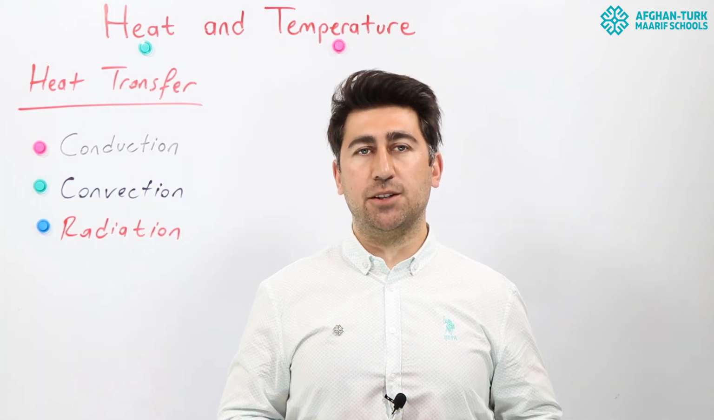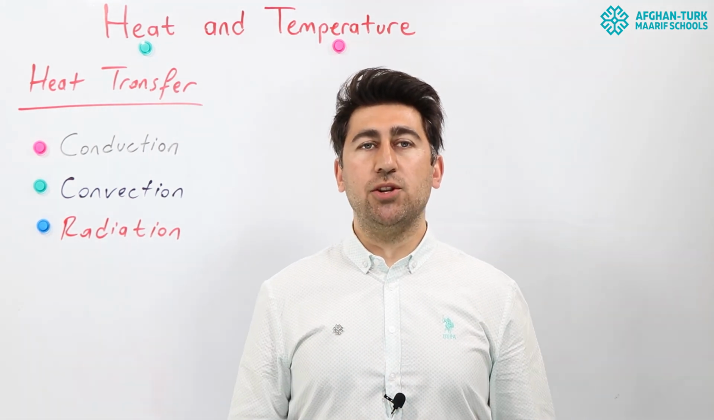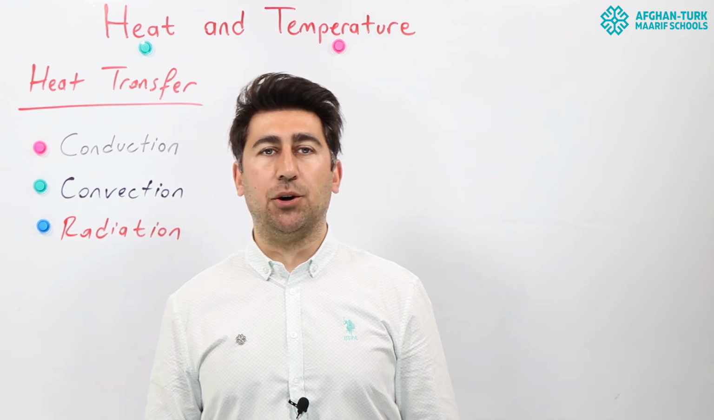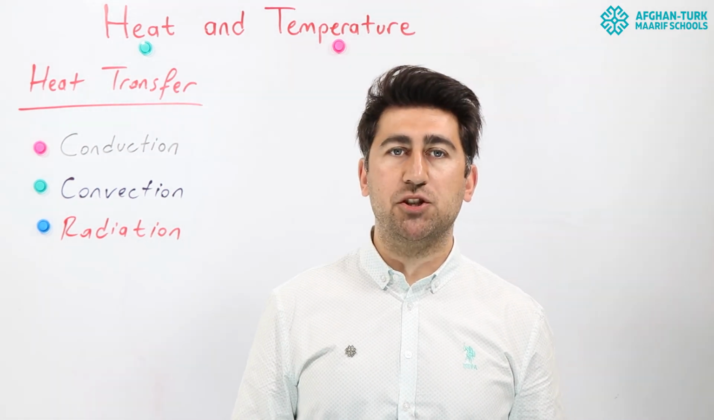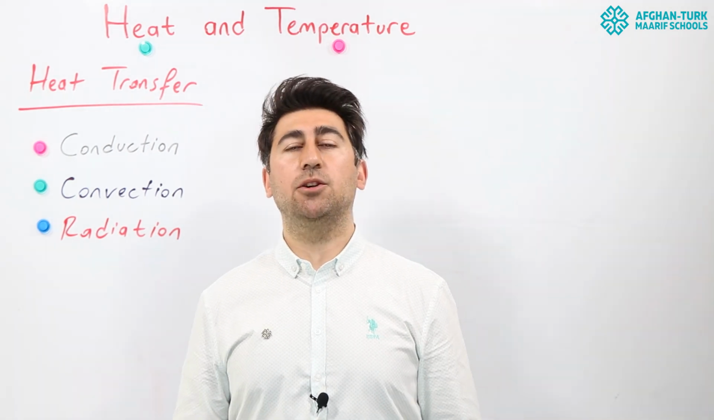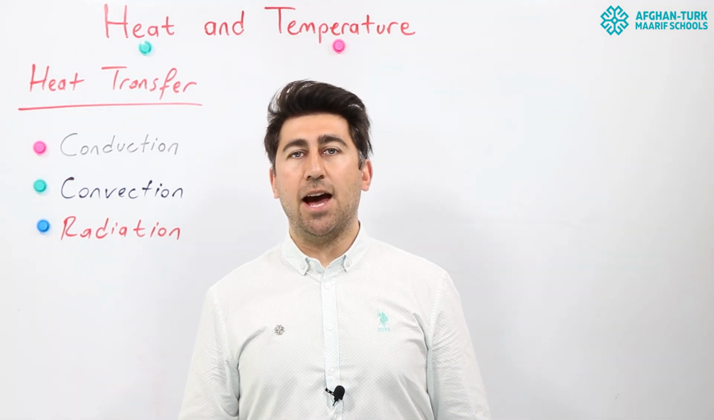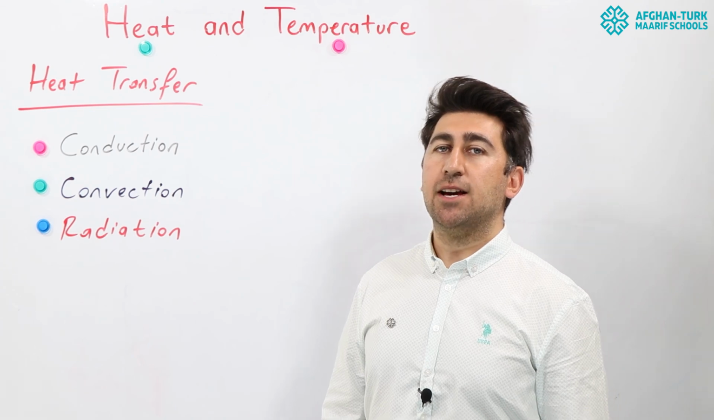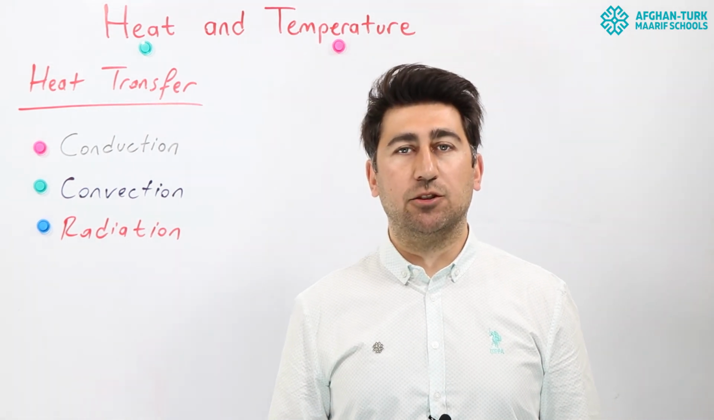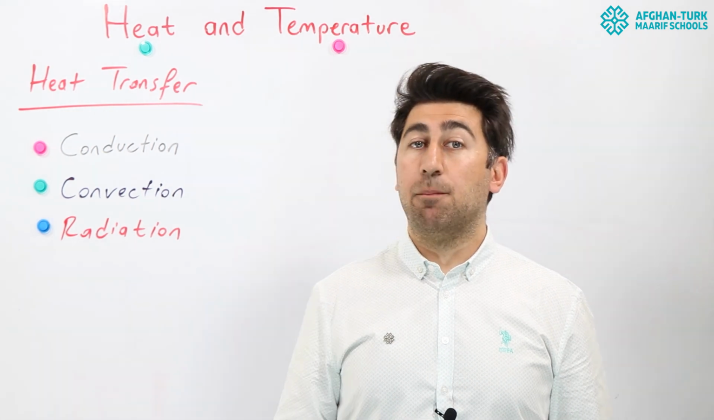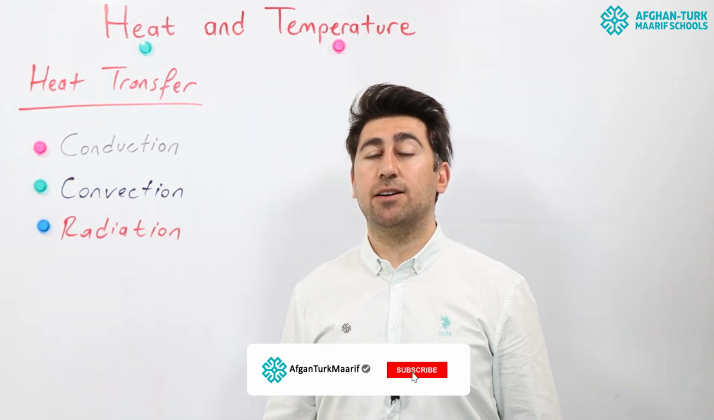Another way of heat transfer is convection. Convection is the flow of heat through a liquid or gas from place of higher temperature to the place of lower temperature by the movement of the liquid or gas itself. And the third method of heat transfer is radiation. The heat flows from one place to another as electromagnetic waves. For instance, the sun heats the earth by radiation.